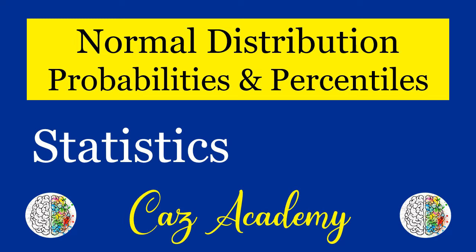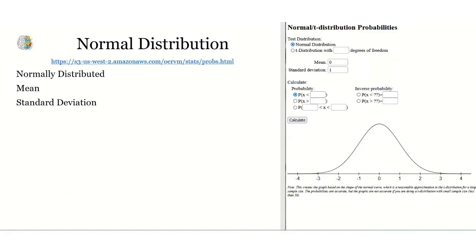Today we're going to be looking at normal distribution and how to use an online calculator to solve normal distribution, probability, and percentile questions. When we have a normal distribution word problem, we're going to be looking for some key words. The first key word is "normally distributed." All that's telling us is that our distribution is going to follow this bell-shaped curve.